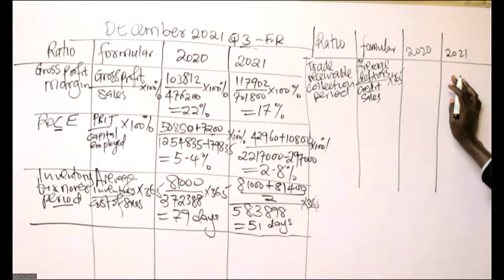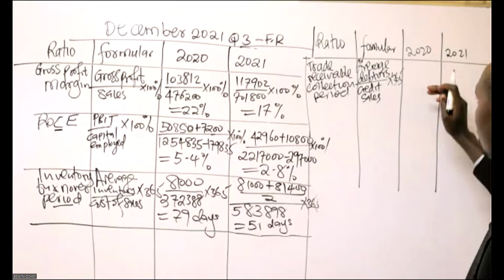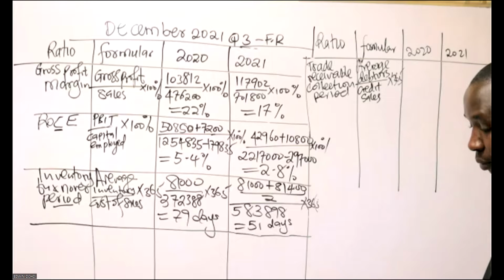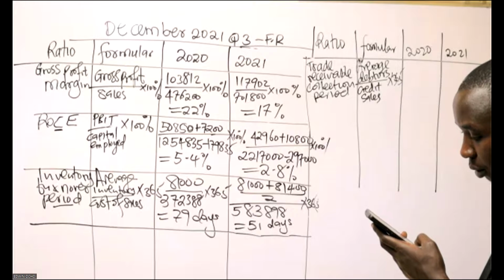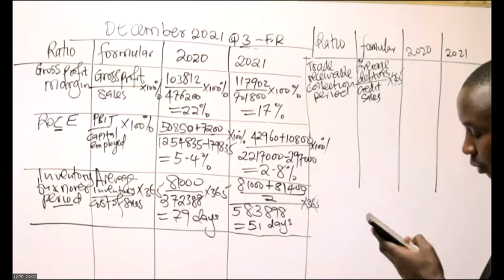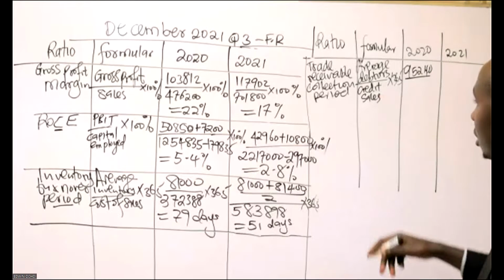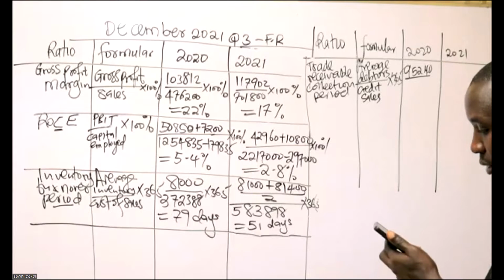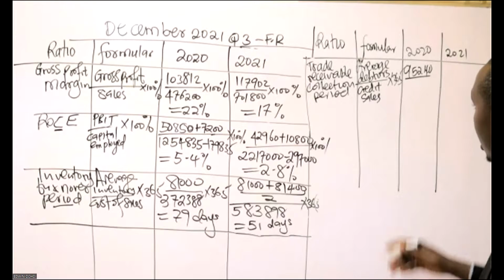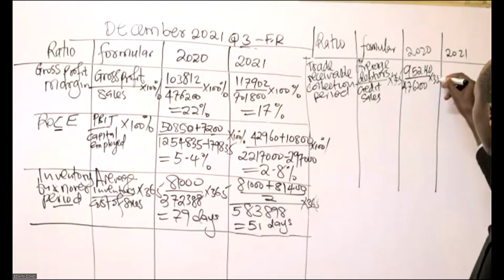Average data. So remember that for 2020 we don't have the data for 2019. So we just use the one for 2020, which is 95,240. Divide by the credit sales, just sales revenue, 476,200, times 365.